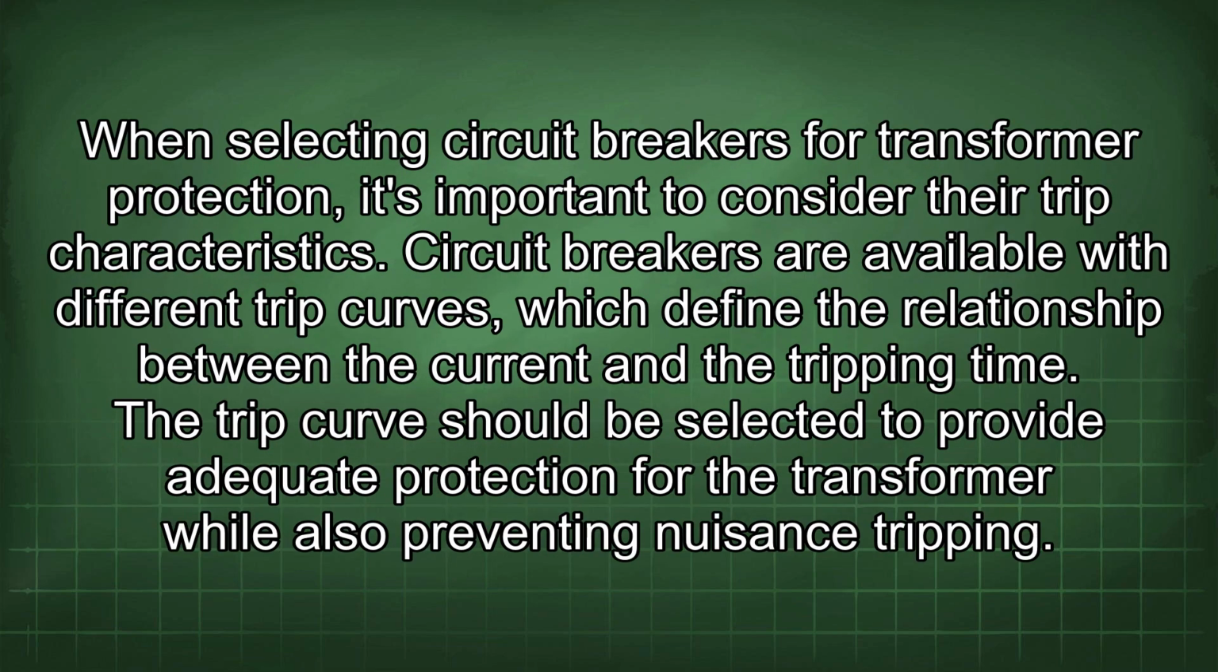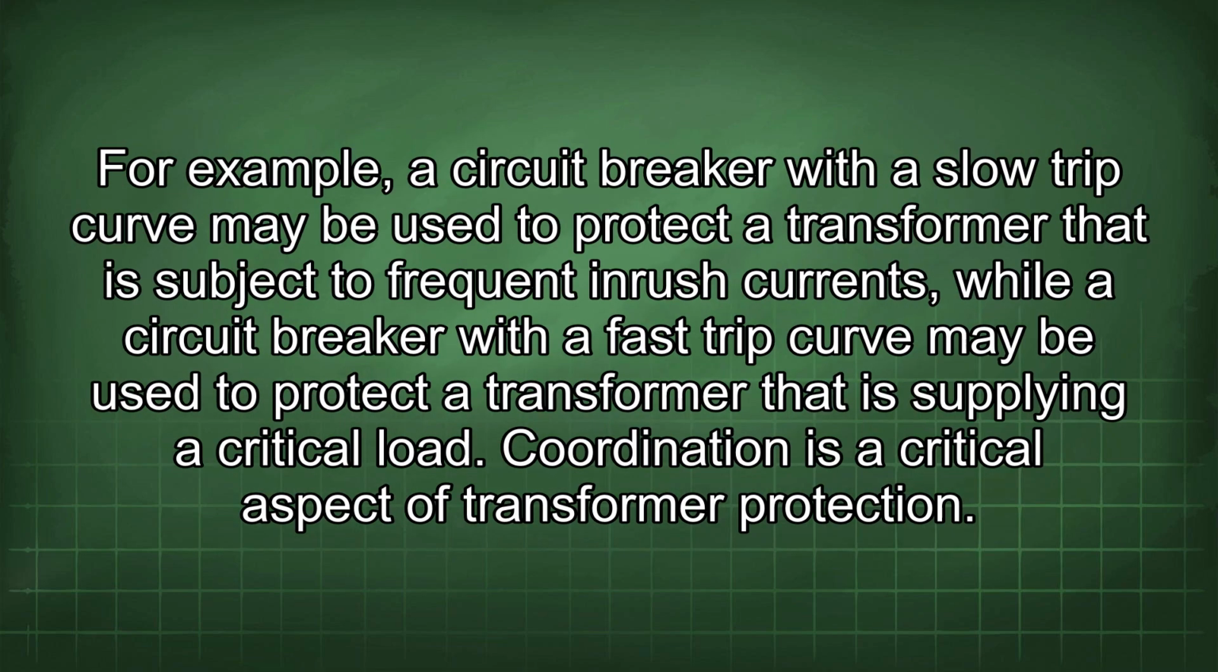When selecting circuit breakers for transformer protection, it's important to consider their trip characteristics. Circuit breakers are available with different trip curves, which define the relationship between the current and the tripping time. The trip curve should be selected to provide adequate protection for the transformer while also preventing nuisance tripping. For example, a circuit breaker with a slow trip curve may be used to protect a transformer that is subject to frequent inrush currents, while a circuit breaker with a fast trip curve may be used to protect a transformer that is supplying a critical load.